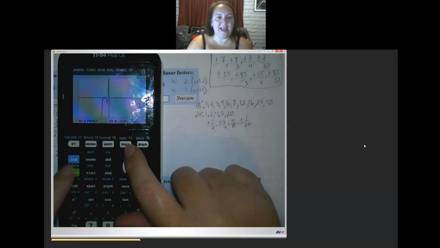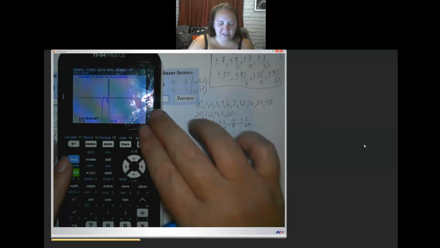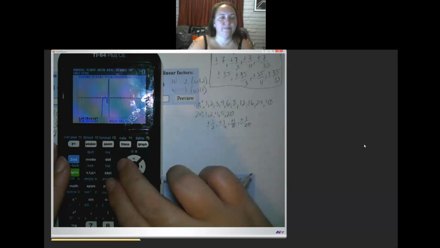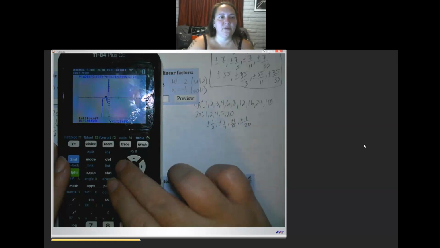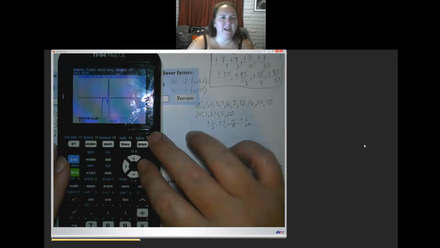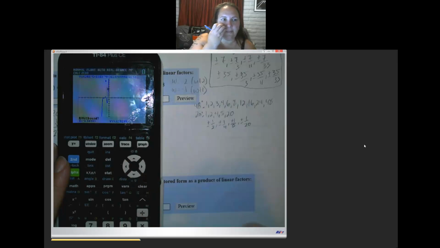Go to second and then calc, second and then trace to get to calc, and then choose option 2 for 0. And let's see if the calculator can tell me what that 0 is. Where's my cursor? Here it comes. Okay, so the left bound would be anywhere to the left of that 0. The right bound would be anywhere to the right of that 0. Right there is good. And then ignore guess.